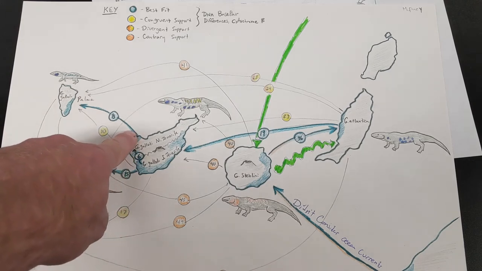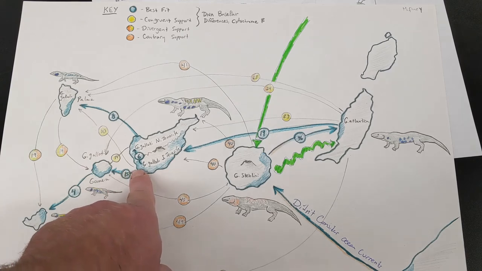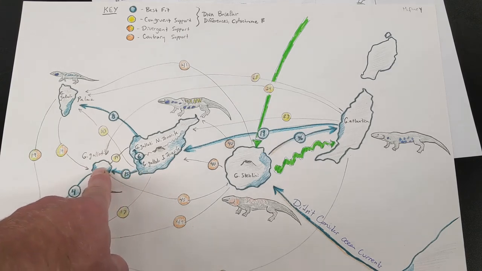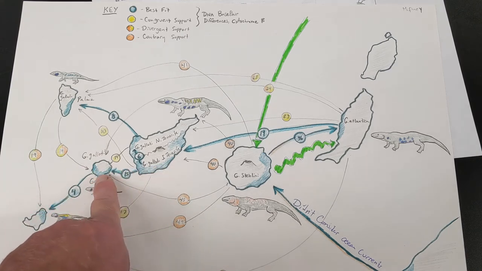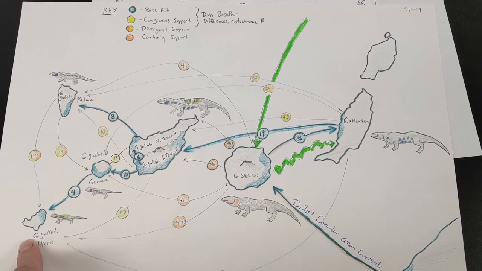There's only 8 base pair differences between La Palma and North Tenerife. There's only 15 base pair differences between South Tenerife and Gomera. And lastly, there's only 4 base pair differences between Gomera and Hierro. So the blue shows the most likely path of species divergence and evolution to the modern species on the Canary Islands.